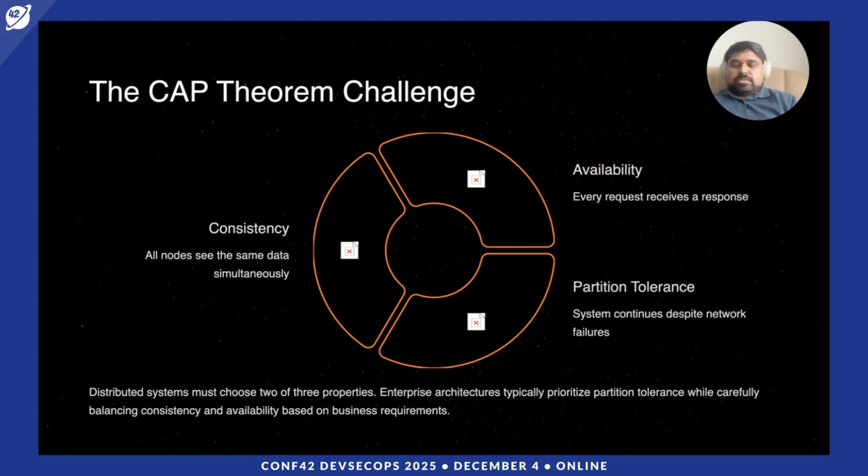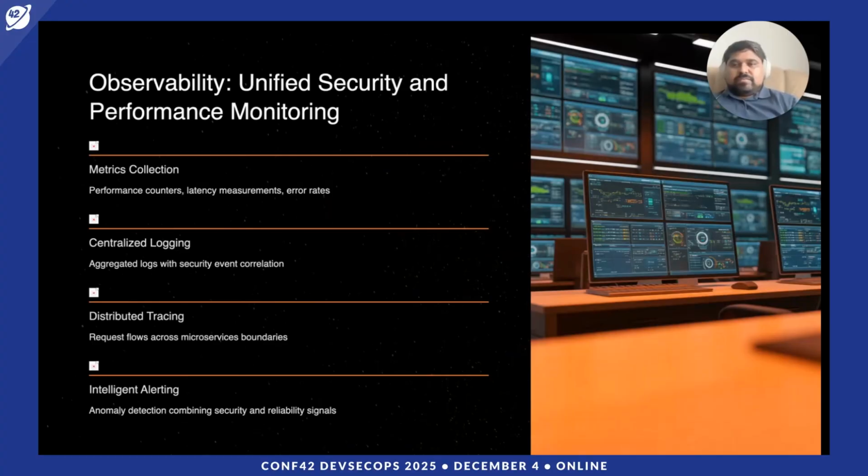For money, choose CP: sacrifice availability for consistency. For social use cases, choose AP: availability is more important than consistency. So next is observability, unified security and performance planning.